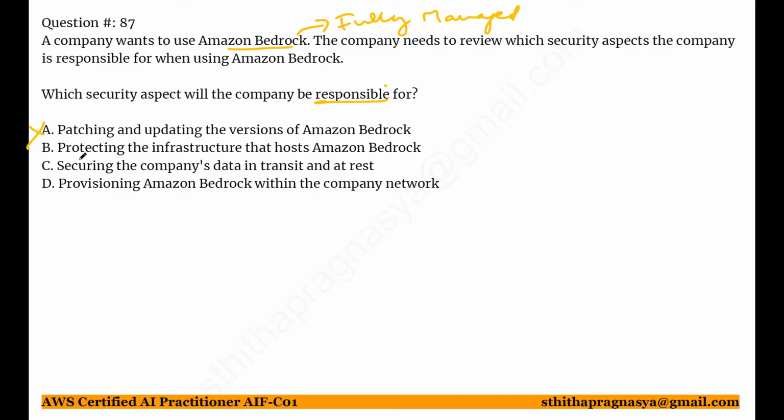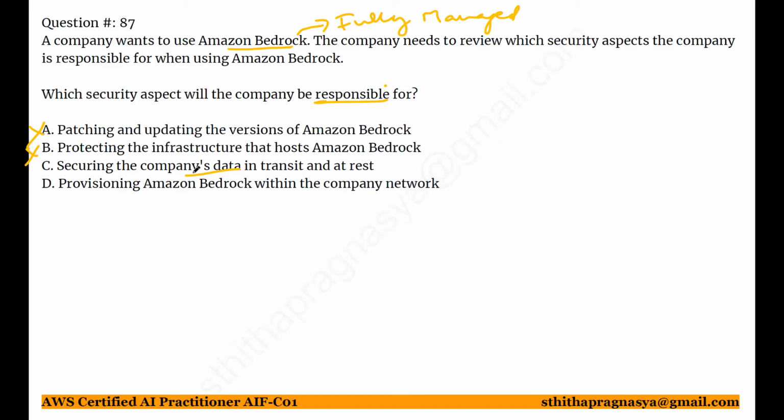Option B, protecting the infrastructure that hosts Amazon Bedrock. Anything that says infrastructure, forget about it for fully managed services and serverless services. The infrastructure hosting Amazon Bedrock, including physical servers, network hardware, and the underlying AWS cloud platform, is maintained and secured by AWS. Customers are not responsible for this aspect, so this is also not correct, as AWS handles this responsibility as well. Option C, securing the company's data. Of course.